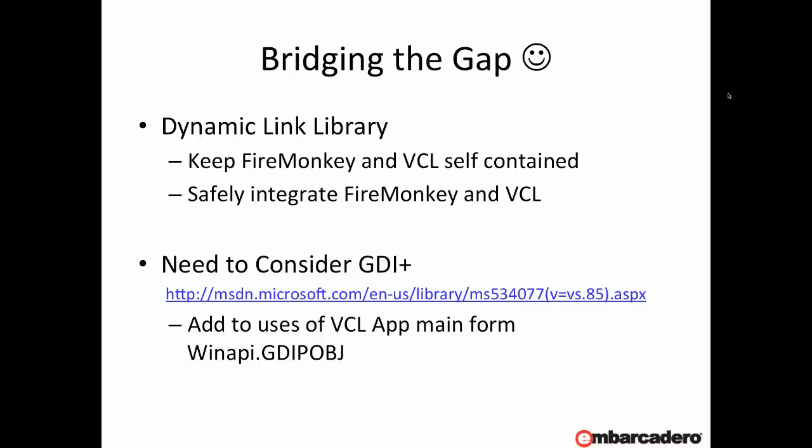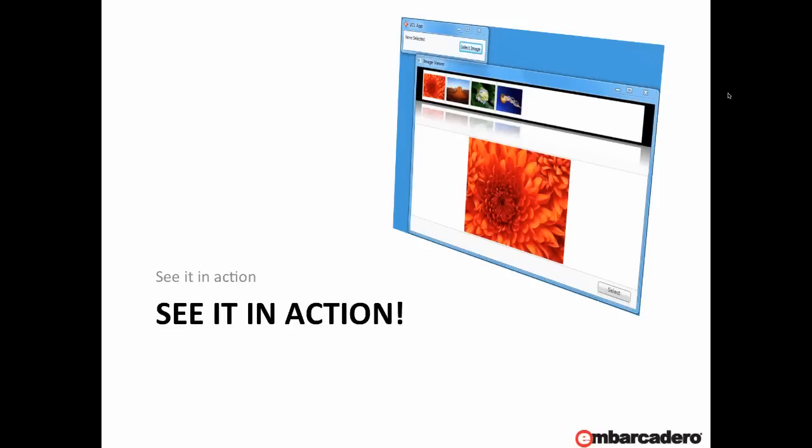In short, all that we need to worry about on the VCL application on the main form, we just need to add winapi.gdipobj to the uses clause, and this will then enable us to call the FireMonkey library and it to initialize all the GDI plus that needs to be done within the DLL, because this needs to be done from the main application rather than the DLL itself. So let's have a look.